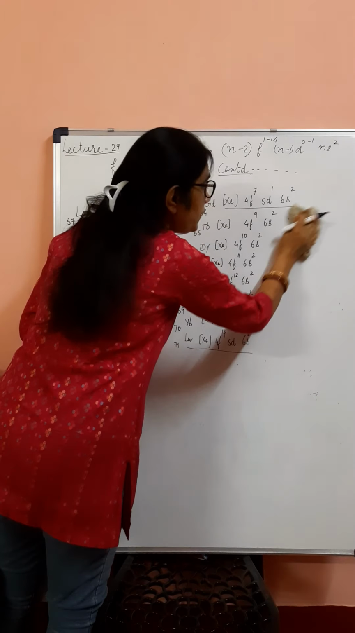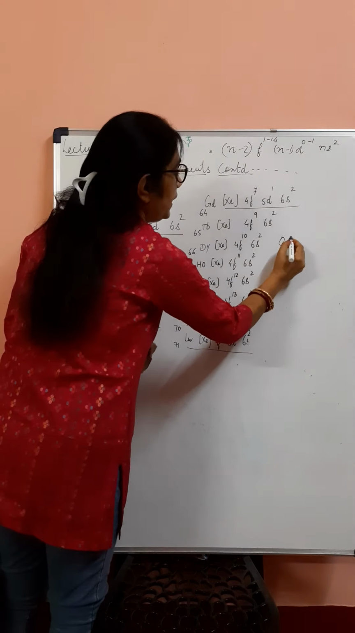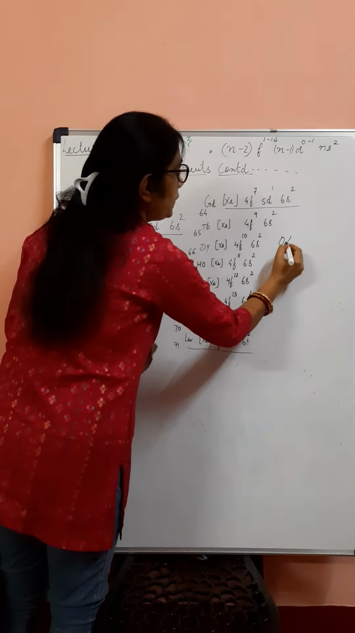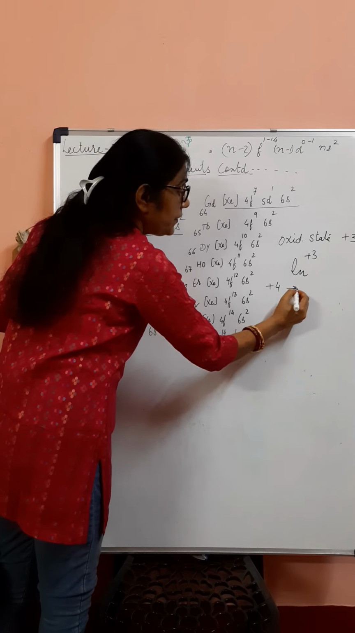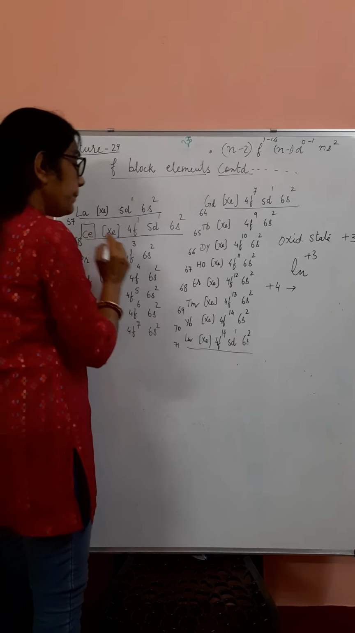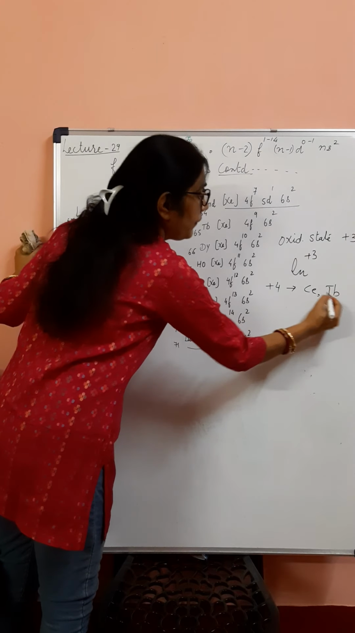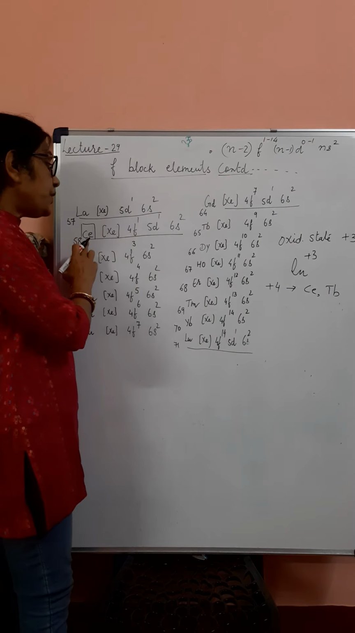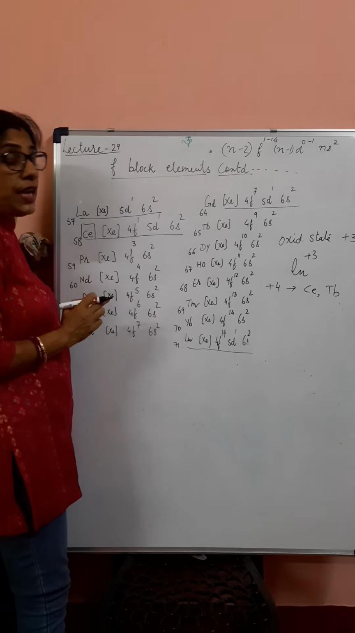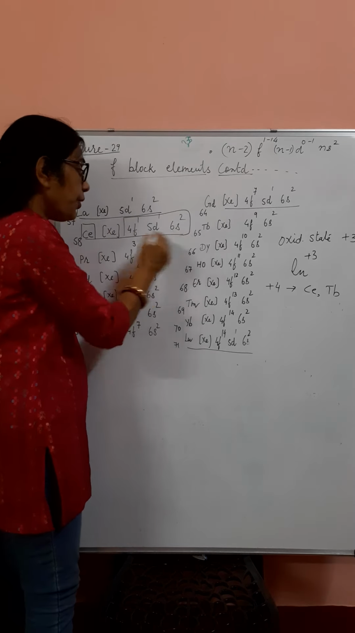Now, the oxidation state of the lanthanoids. Their common oxidation state is +3 and therefore they are denoted as Ln3+. Ln denotes lanthanoids and they have a common oxidation state of +3. But the important +4 oxidation state is exhibited by cerium and terbium. And there is a logic behind it. When cerium shows +4 oxidation state, you can see after losing its 4 electrons, it attains xenon configuration. That means it attains stability, it attains noble gas configuration.